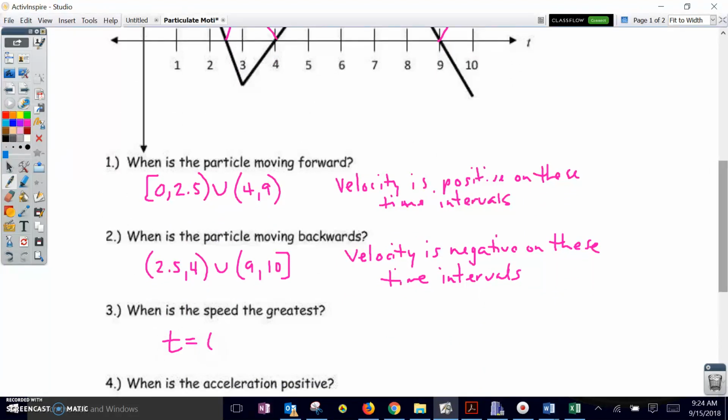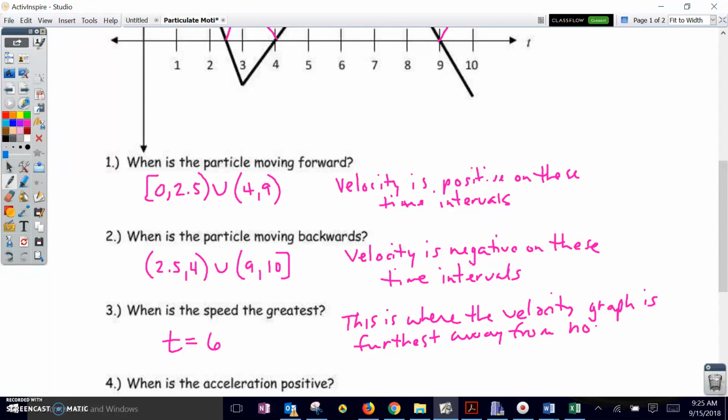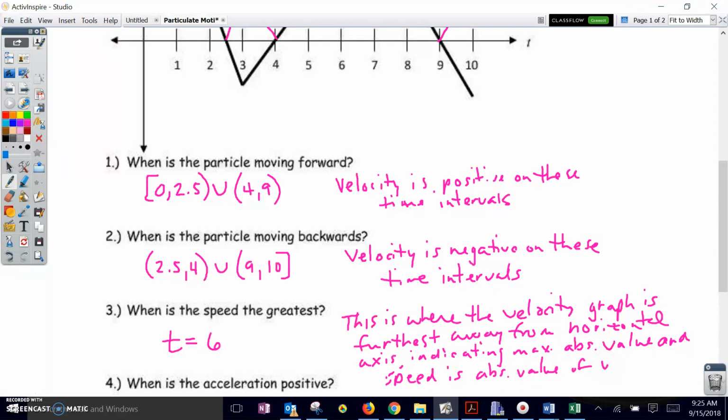And the way I'm going to describe that here in my answer is, this is where the velocity graph is furthest away from the horizontal axis, indicating maximum absolute value, and speed is absolute value of velocity. Alright, so there's question 3.